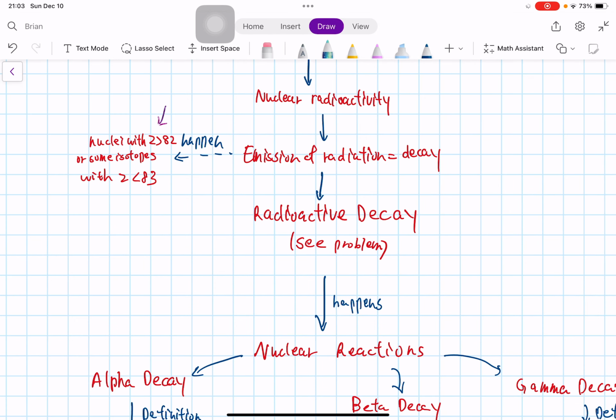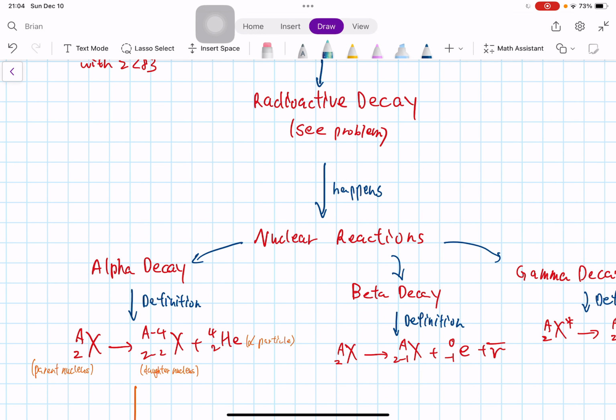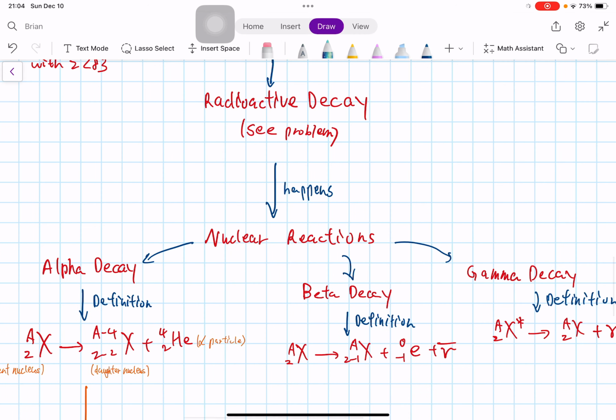For radioactive decay, there's the radioactive decay law, and that tells us how many nuclei we have after some time. I'm gonna look at that a little bit with the problem later. But right now, we'll move on to the nuclear reactions, which are basically about the radioactive decay.